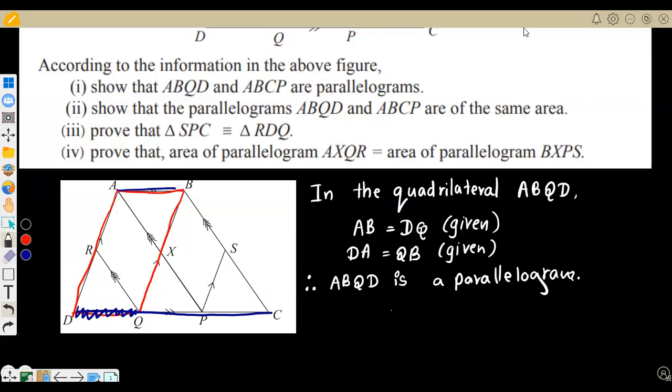Opposite sides are parallel to each other. Yes, opposite sides are parallel to each other. Then how do we show that? We start to write in the quadrilateral ABCP. In the quadrilateral, first of all, we have to introduce in which quadrilateral we explain ABCP. Then after that, what do we do?